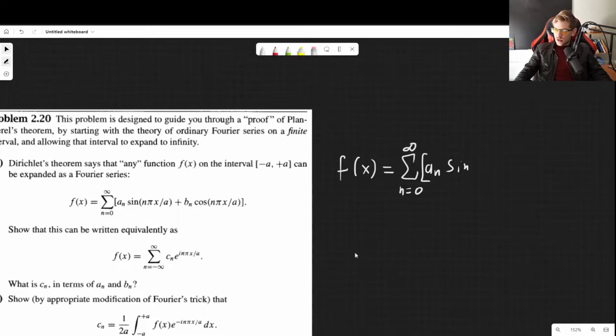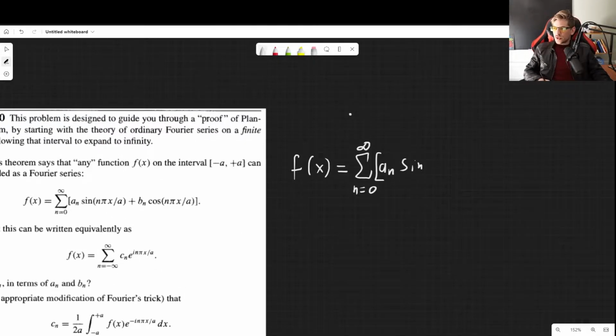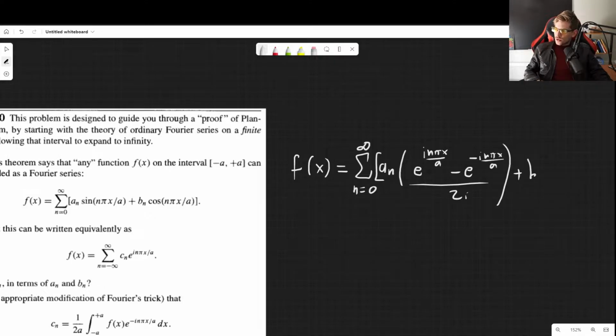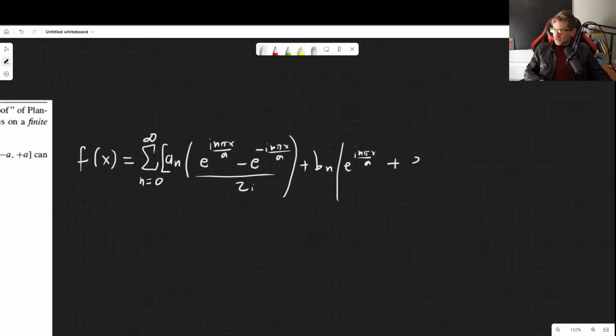So the sine of n pi x over a, we can rewrite as e to the i n pi x over a minus e to the minus i n pi x over a, divided by 2i. And we can do the same for cosine, except that the formula is somewhat different. It is the sum of these, so e to the i n pi x over a plus e to the minus i n pi x over a, and all of this divided by 2.